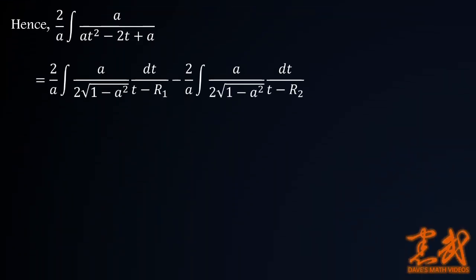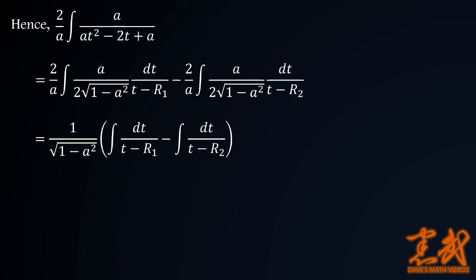We can then take the values for m and n and place them back into our integral. When we do this, we get 2 over a times the integral of a over 2 times the square root of 1 minus a squared times 1 over t minus r1 with respect to t, minus 2 over a times the integral of a over 2 times the square root of 1 minus a squared times 1 over t minus r2 with respect to t.